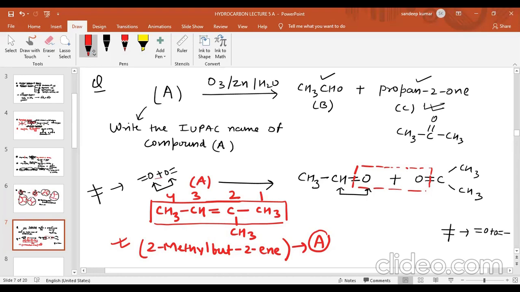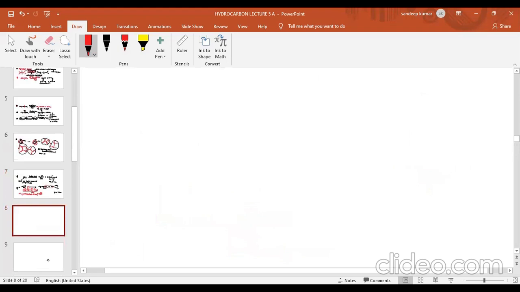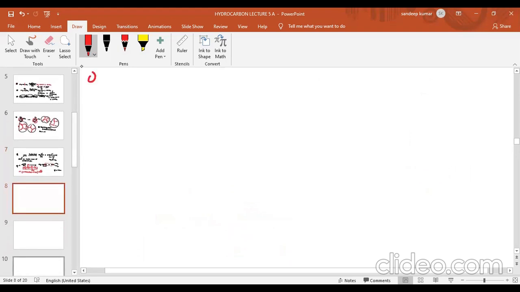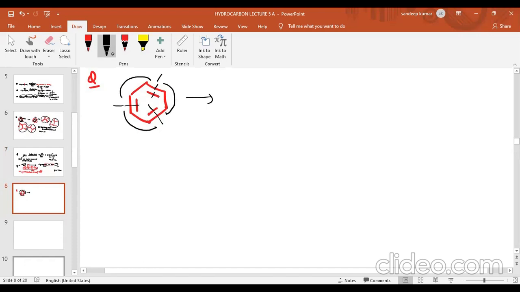Now my question, the next question, is: write the product obtained on ozonolysis of benzene. So what we have to do is break all the pi bonds. Now write: as this portion is the same, this portion is also the same, and this portion is also the same, basically 3 moles of the same product are formed.